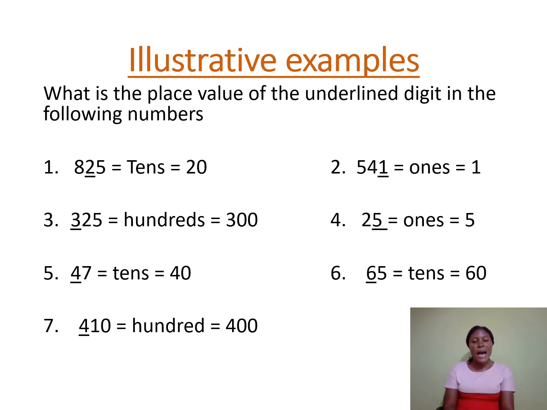Let's move on to the last example, which is number 7. The number is 410. And the underlying number or digit is 4. 4 gives you what? 100. That is the place. And the value for 4 is 400. So I hope that with this illustrative example, you now have a fair understanding about tens as a place, and then 20 or any other figure as its value. Good.